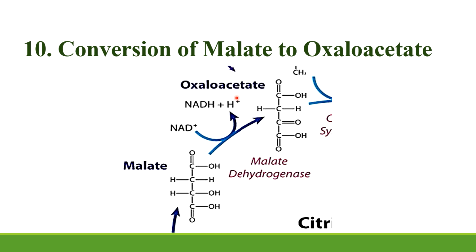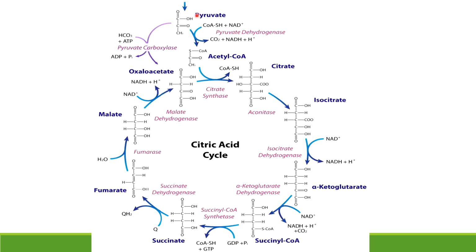Oxaloacetate in the first step has condensed with acetyl CoA to form citric acid, while in the 10th step it is oxaloacetate which is produced, which is ready for another condensation reaction with acetyl CoA to form citrate. So here is the summary of the cycle.